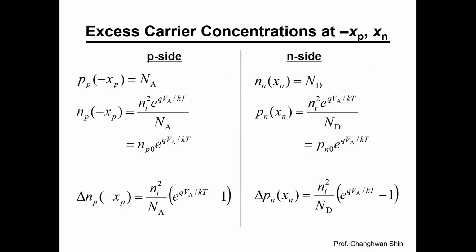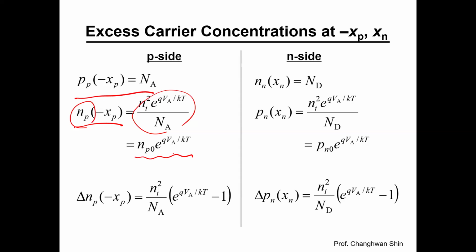So now let's take a look at the excess carrier concentration at depletion edges. Using the law of the junction that we have just seen and our boundary conditions, we can now determine the excess minority carrier concentrations at the edges of the depletion region. For the p side, we know p sub p is equal to N sub A, and we can use the law of the junction. Solving for n sub p, we get n sub p is equal to n sub p naught times the exponential of q V sub A over kT.